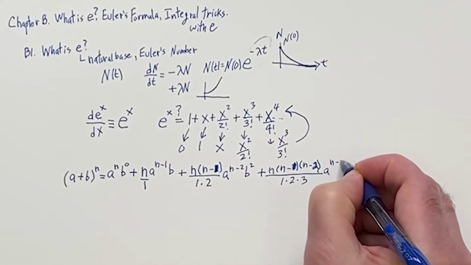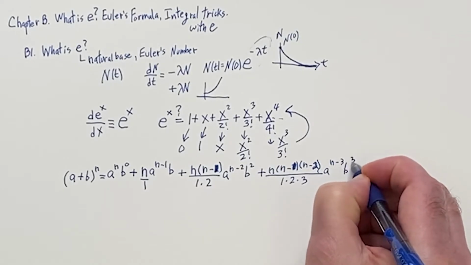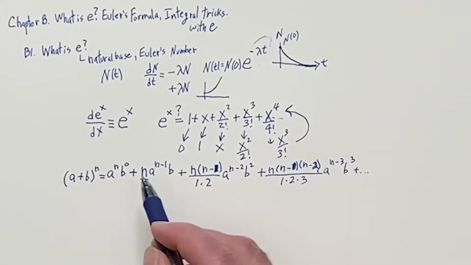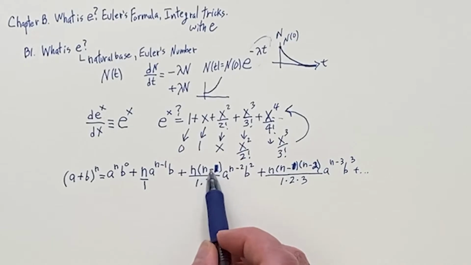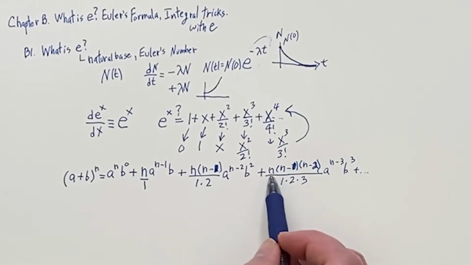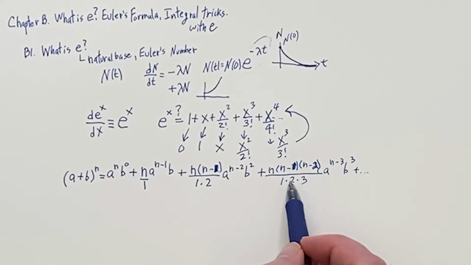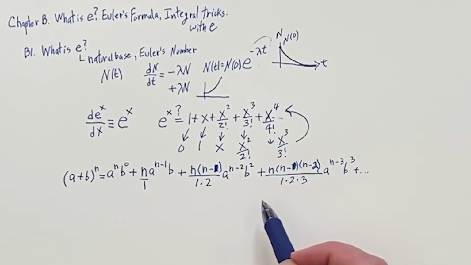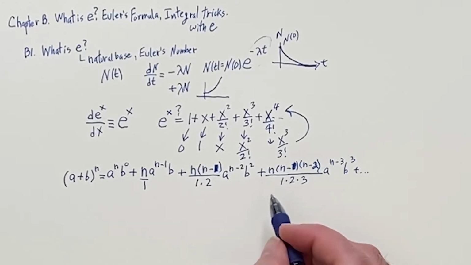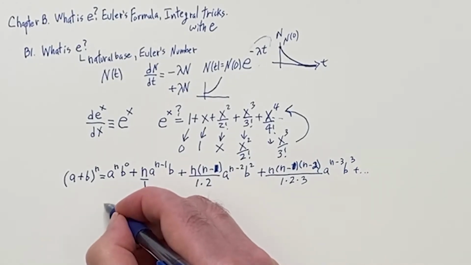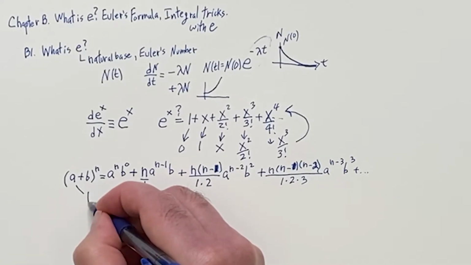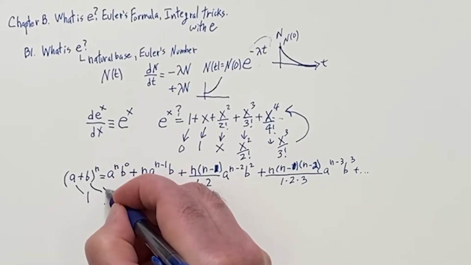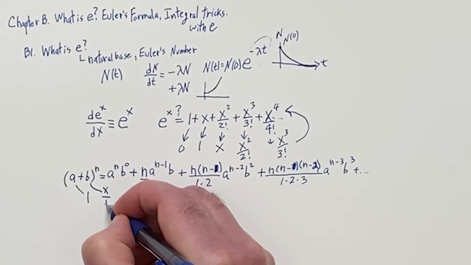This is n minus 3 and b to 3. So this is an easy way to remember the formula. You have n minus 1, 1 times 2, n minus 1, n minus 2, 1, 2, 3, see, and so on. But now let's look at this case here, where a is 1, and b is x over n.